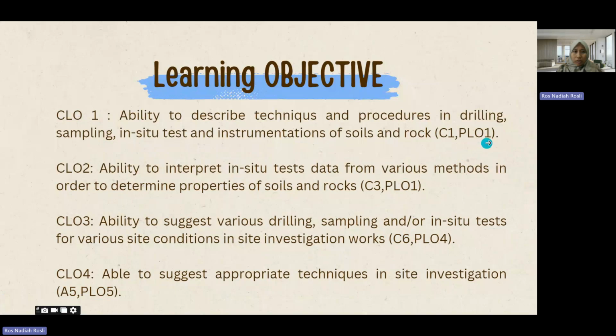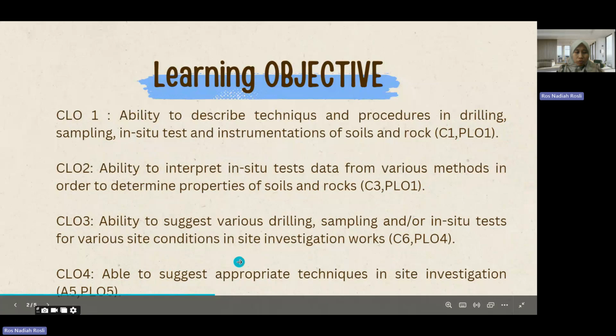It is also being mapped: CLO1 is mapped to program learning outcome 1, while CLO2, similar to CLO1, is mapped to the program learning outcome 1, CLO3 is mapped to PLO number 4, and CLO4 is mapped to PLO number 5.